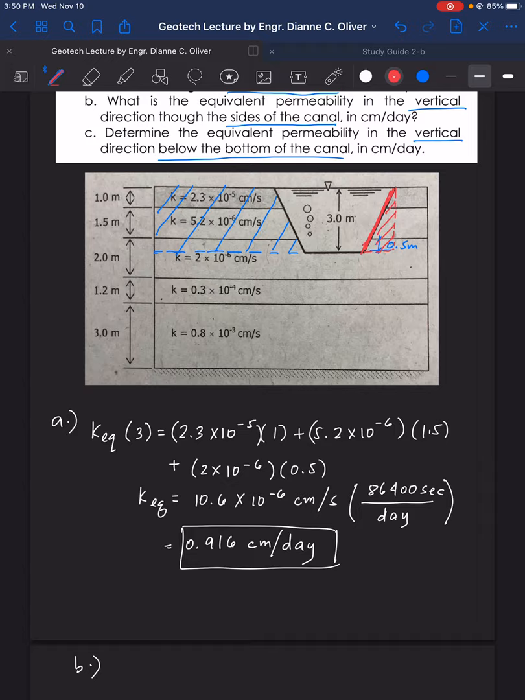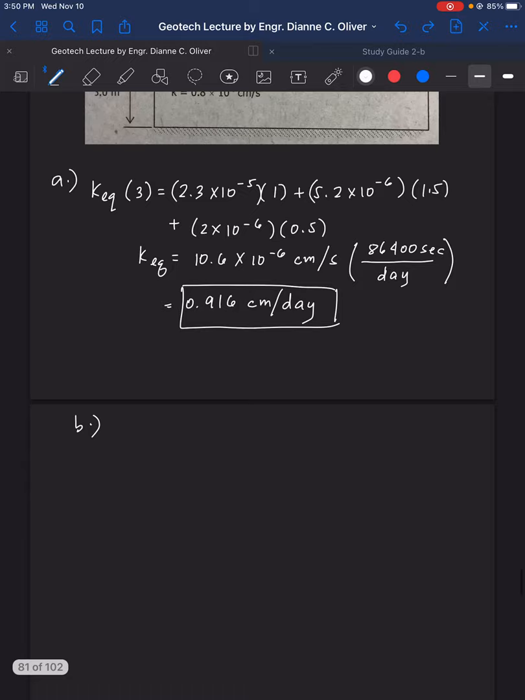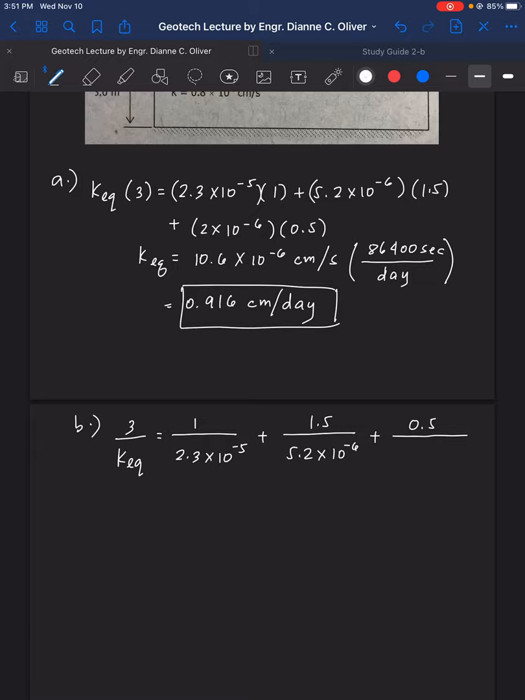Same as before, but the difference here is the flow is vertical and it is intersecting the division of the soil layers in a perpendicular manner. So we will use the vertical orientation of the formula. So we have here 3 over K equivalent equal to 1 over 2.3 times 10 raised to negative 5, plus 1.5 over 5.2 times 10 raised to negative 6, plus 0.5 over 2 times 10 raised to negative 6.